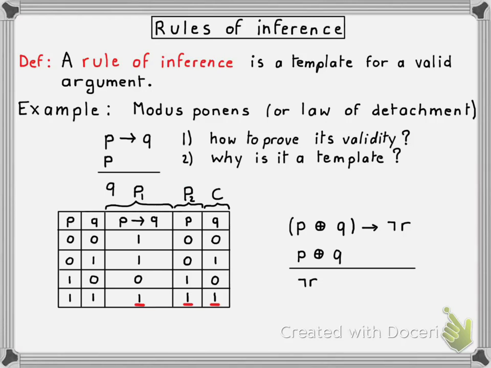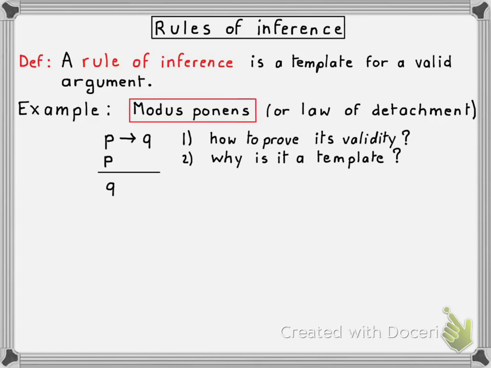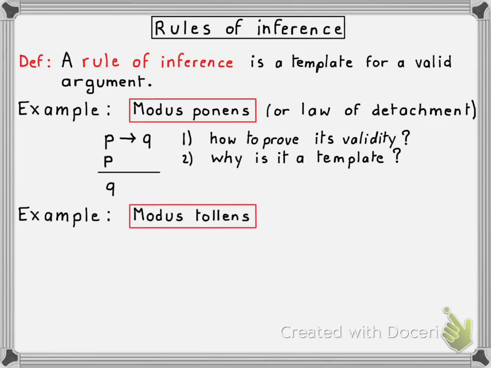So please make sure to remember the name and the template for modus ponens, because again, that's one of the most important rules of inference. But there are others. So let's look at the second one. It's very similar, and the name is close. It's called the modus tollens.